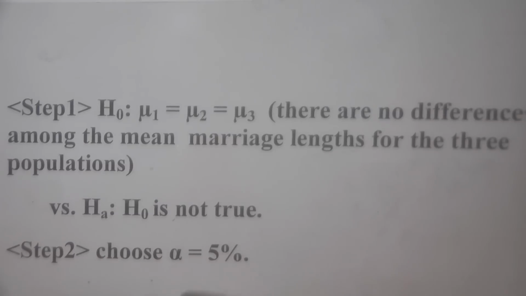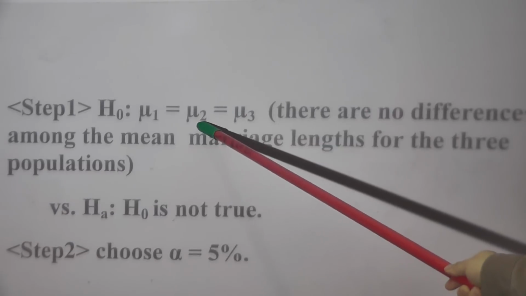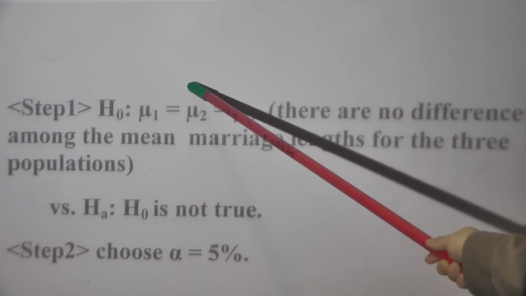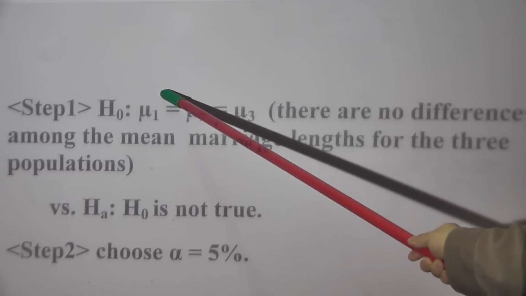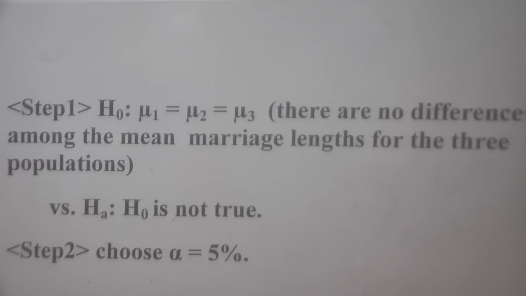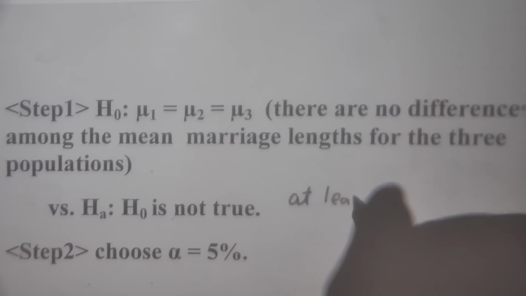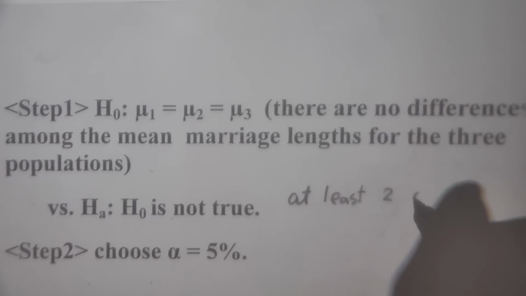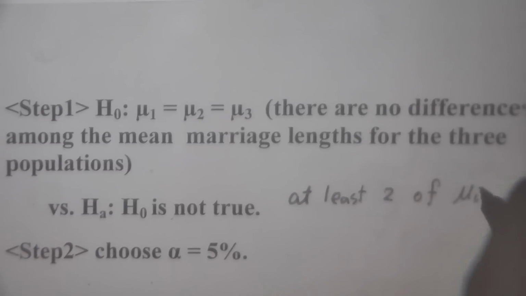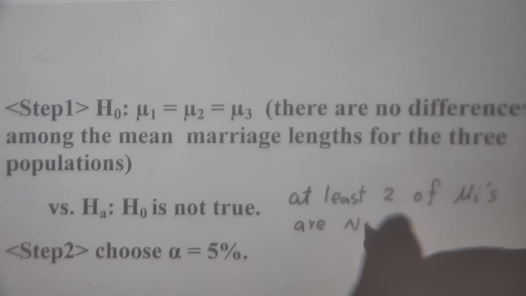Having said that, H0 is not true, what does that mean? The negation of this statement, all 3 are equal, is what? At least 2 of them are not equal, okay? At least 2 of them are not equal is a negation of H0, okay? When I say at least 2 of them are not equal, what does that mean? Well, it means, let me write this down. At least 2 of mu i's are not equal.